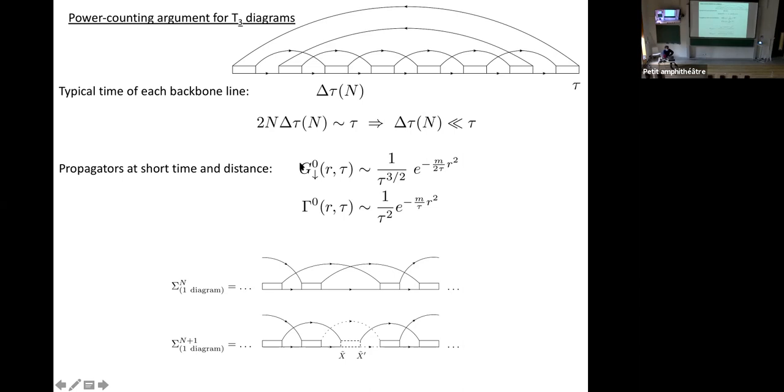If times are short, I can use the short time and short distance behavior of the propagators, which we know analytically. So these are the two expressions here. And then I will consider a diagram of order n of this type, and a diagram of order n+1, again of this type. The difference is that we have to add the structure shown here with a dashed line. So we have two extra G0s, a G0 up and a G0 down, and one extra gamma naught, and two extra space-time variables over which we have to integrate.